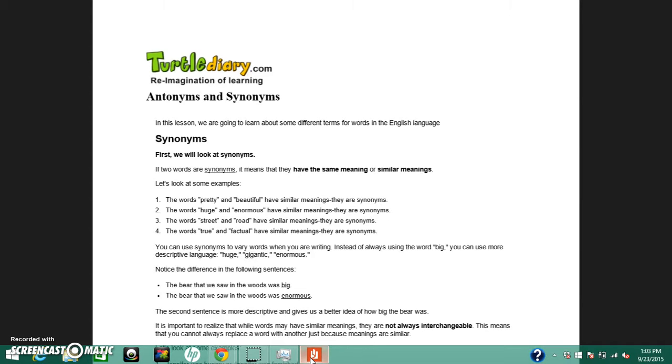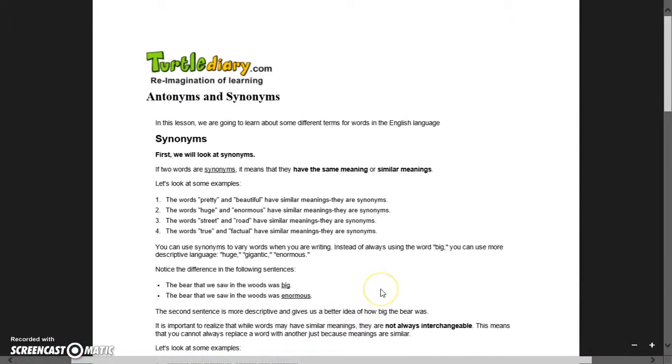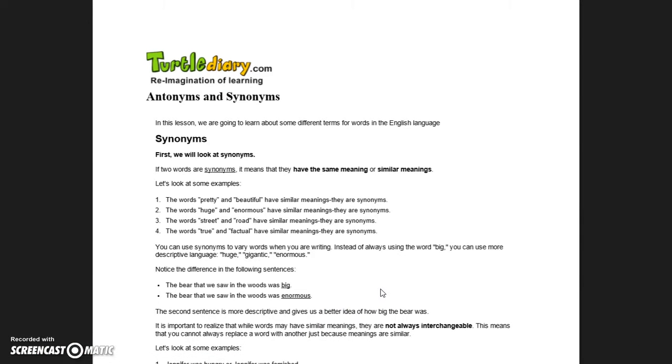They are synonyms. You can use synonyms to vary words when you are writing. Instead of always using the word big, you can use more descriptive language. Huge, gigantic, enormous. Those are all words that can substitute the word big. Notice the difference in the following sentences. The bear that we saw in the woods was big. The bear that we saw in the woods was enormous. It's the same meaning, so those are synonyms. The second sentence is more descriptive and gives us a better idea of how big the bear was.